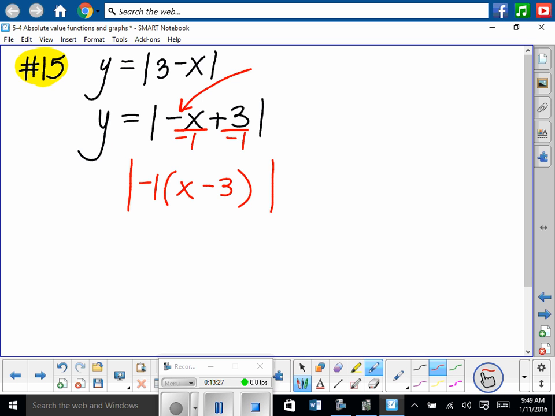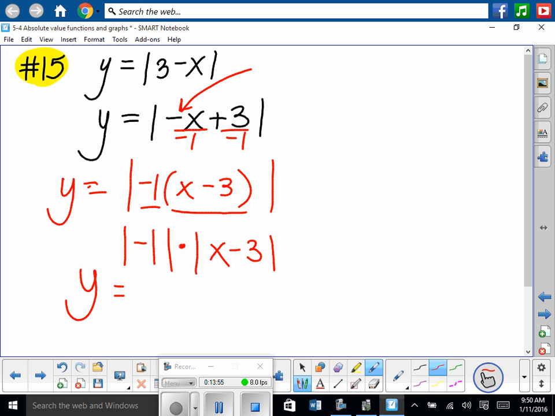Now remember, we can split this up. Because these are being multiplied, what we technically have is the absolute value of negative 1 times the absolute value of x minus 3. Do you see how I split it up? Well, why should I split it up? Because do you see how everything inside is taken to the absolute value? When I split it up, aren't they still all taken to the absolute value? Okay, so then what is the absolute value of negative 1? 1. So we have 1 times the absolute value of x minus 3.